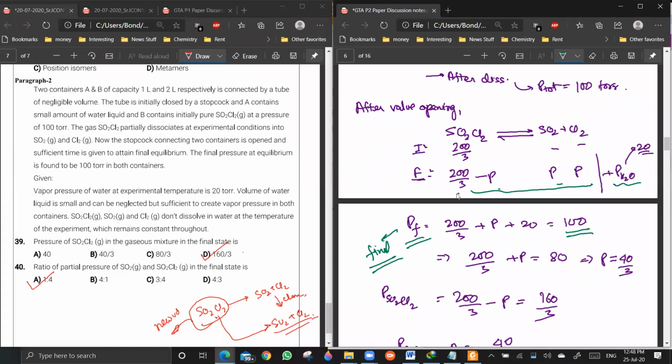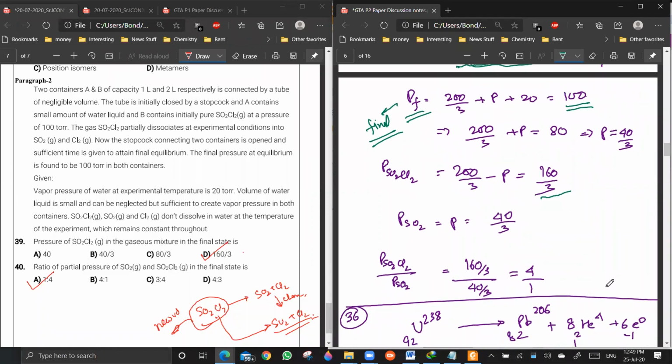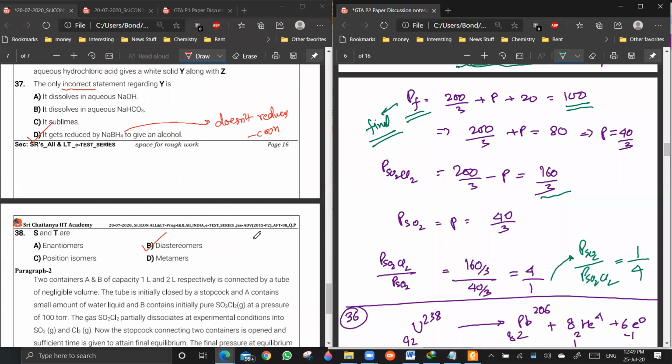So the final pressure of SO2Cl2 at equilibrium will be 160 by 3, and the final pressure of SO2 will be 40 by 3. So the ratio will be 4:1. They are asking basically P of SO2 by P of SO2Cl2, that will be 1 by 4. Are you getting my point? Yes, sir. Okay, so I believe with this, you people are mostly clear on all the issues of this paper.